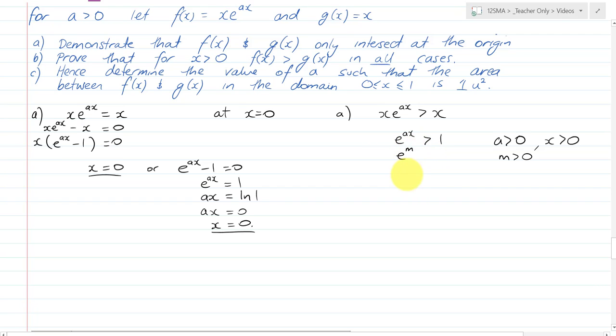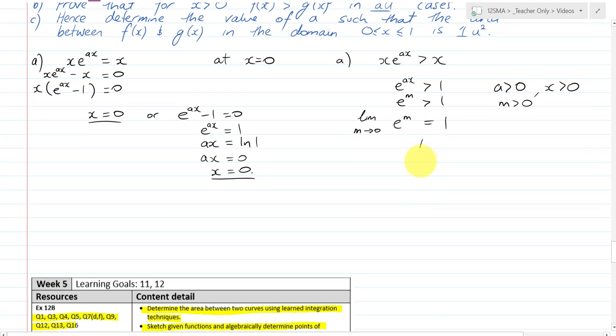And e to the power of 0, so the lowest value of m could be, sorry, that should be 1. The lowest value for m is 0, although it can't equal 0. So looking at that boundary, the limit as m goes to 0 of e to the power of m as a decreasing function is equal to 1.